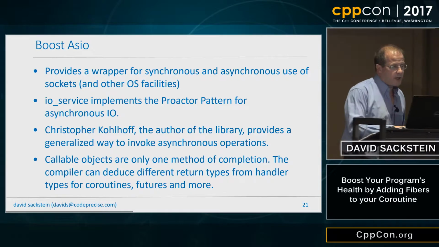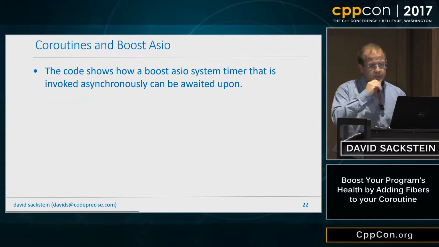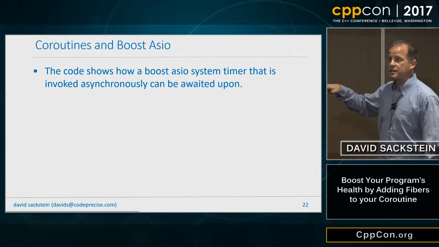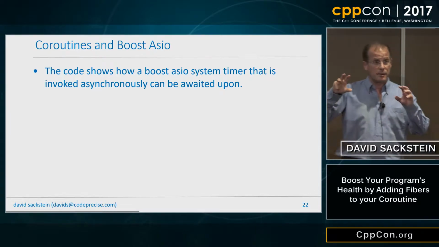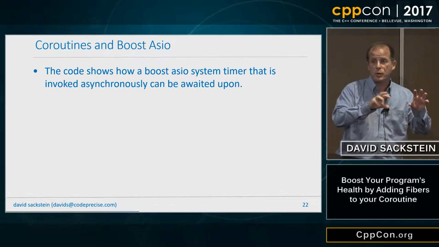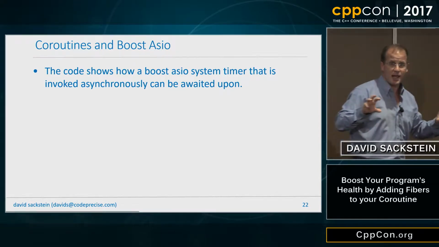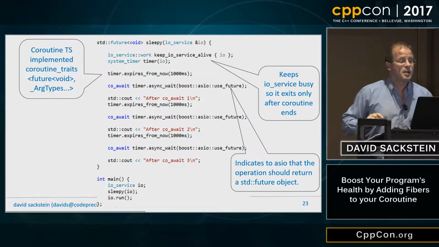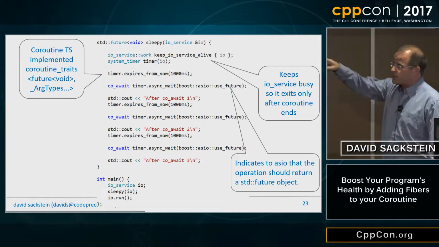So the example I want to show here, a very simple example, demonstrates how we can use Boost ASIO and Coroutines TS. Coroutines TS will work seamlessly with Boost ASIO for its asynchronous API. Okay, so here we have a very simple function. Let's look at the main.